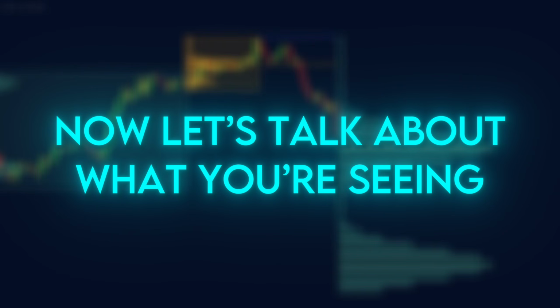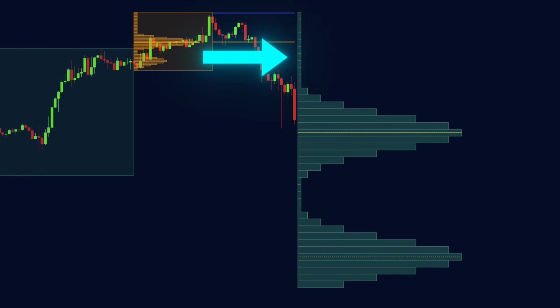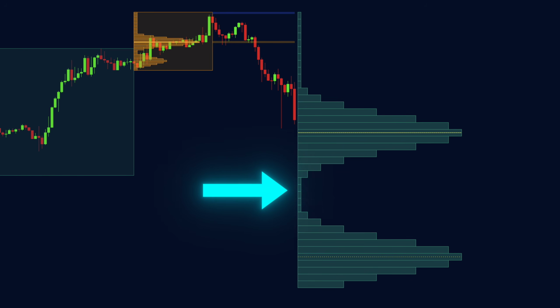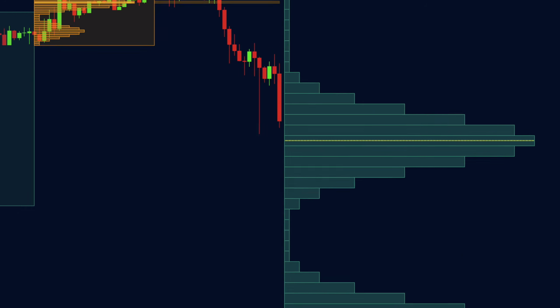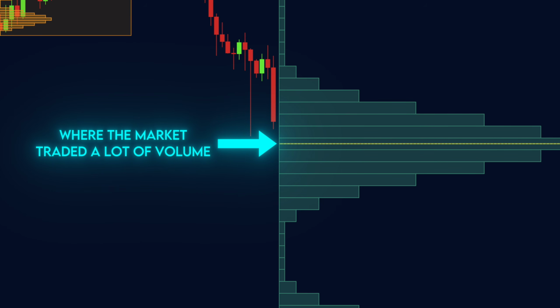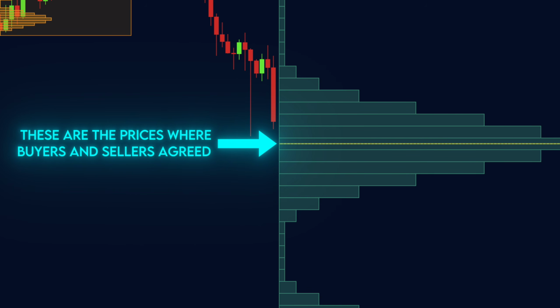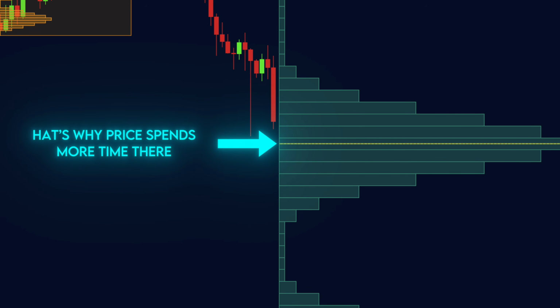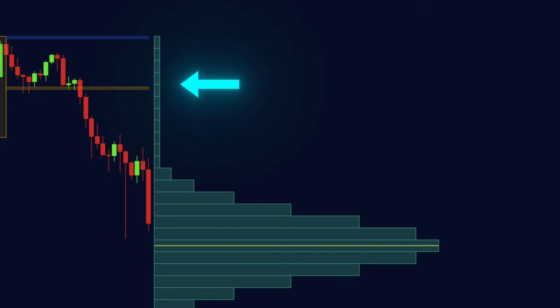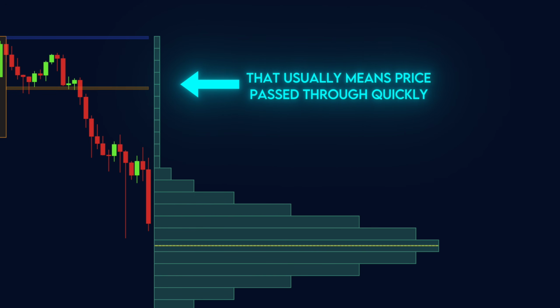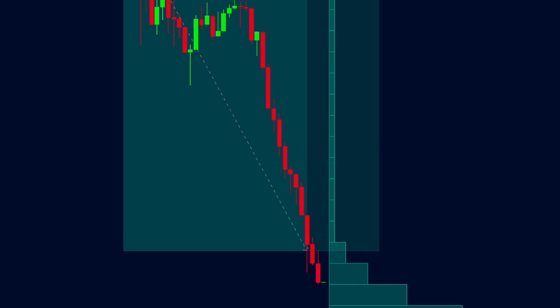Now let's talk about what you're seeing. Right on your chart, you'll see vertical regions where the volume cluster shading is heavier, and regions where it's lighter. The thicker, darker areas are where the market traded a lot of volume. These are the prices where buyers and sellers agreed, that's why price spends more time there. The thinner, lighter areas are where volume is less intense. That usually means price passed through quickly. The market didn't want to stick around there. This gives you a visual map of the real battlegrounds, not just random bars.